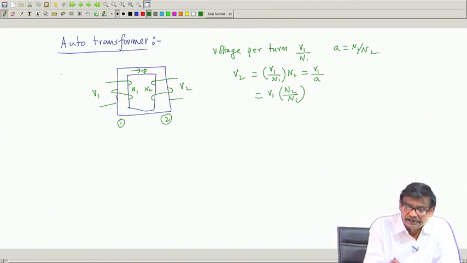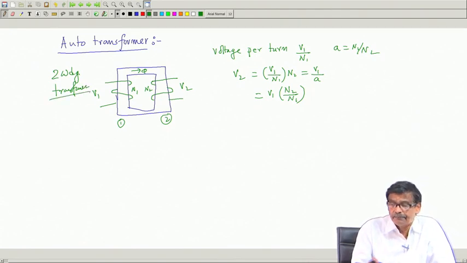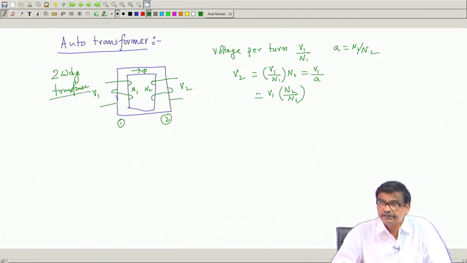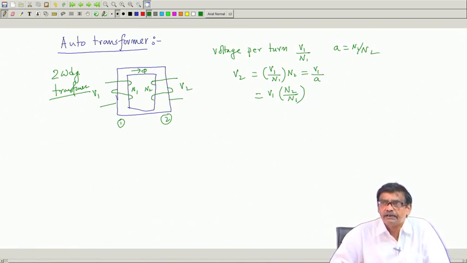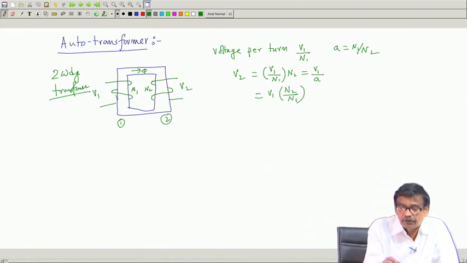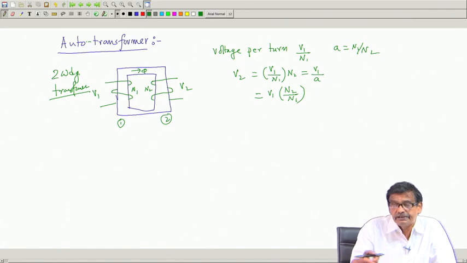Now, this is a two winding transformer, two separate coils. We will see that the same transformation of AC voltage from V 1 to V 2 level can also be done by another kind of transformer, working on the same principle, d phi dt, that is all, and that transformer is called auto transformer, and we will continue with this in the next lecture.